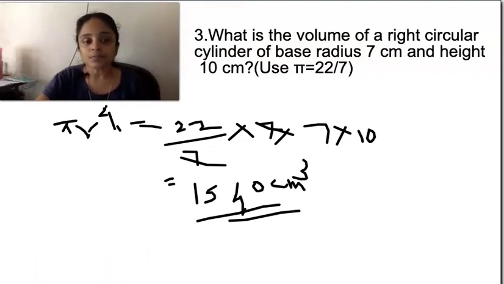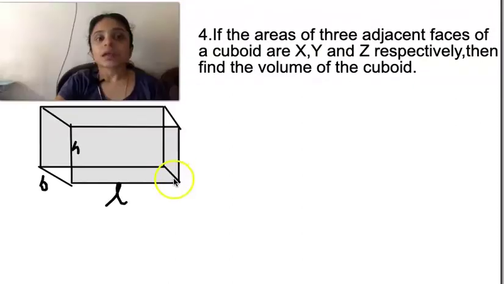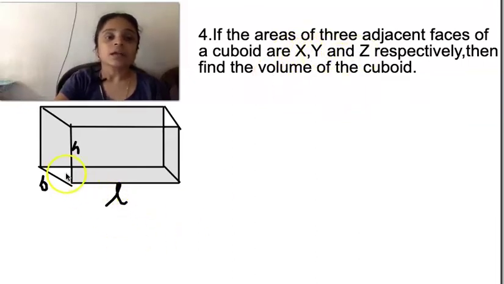Okay, understood? Next question is, if the areas of three adjacent faces of a cuboid are X, Y and Z respectively, then find the volume of the cuboid. We have to find the volume in terms of this capital X, Y and Z. In the question, areas of three adjacent faces are given, and it is given that areas of three adjacent faces are X, Y and Z. Then from this we have to find the volume of the cuboid in terms of X, Y and Z.